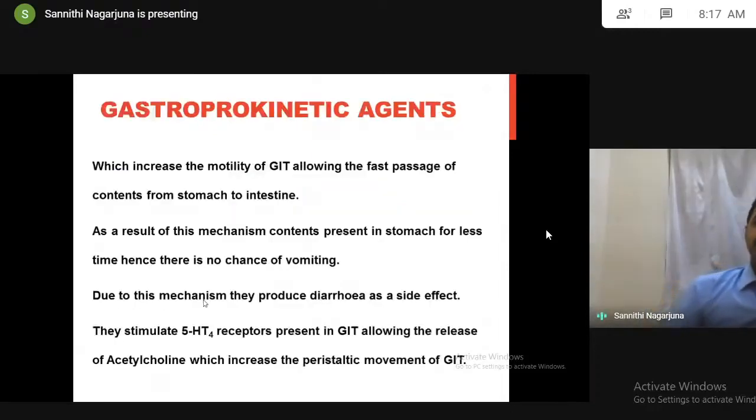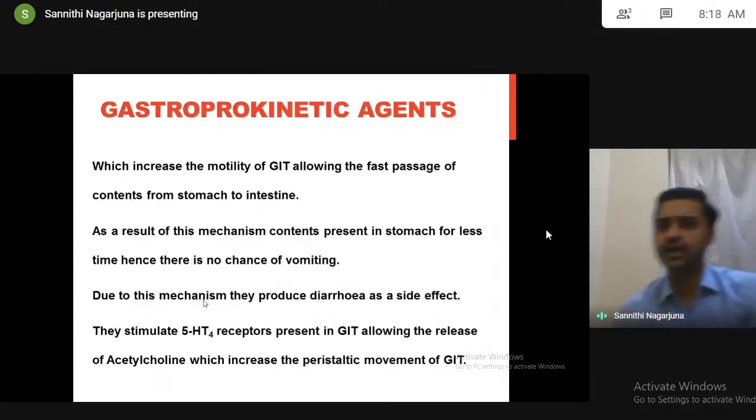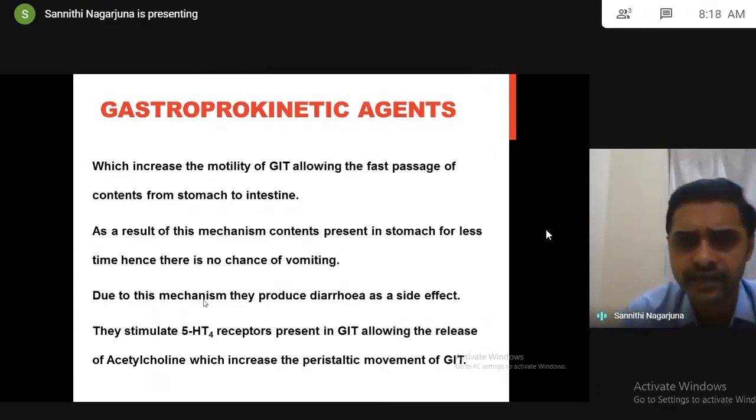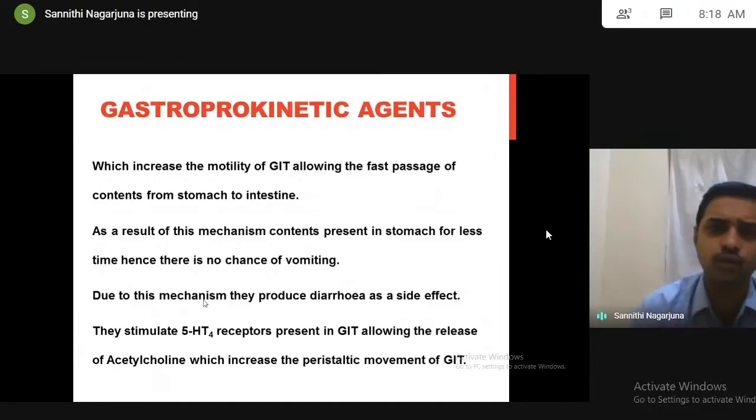Finally, gastroprokinetic agents. This is a very simple mechanism. What these gastroprokinetic agents do is simply increase movement, from the name itself. Kinetic means motility, movement. Pro means promote, increase. Gastro means GIT. These are all the drugs which increase the motility of the GIT.